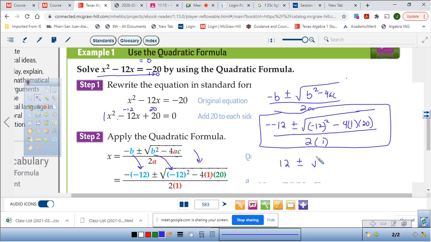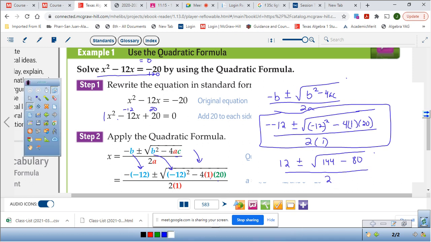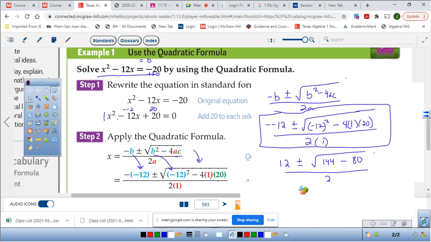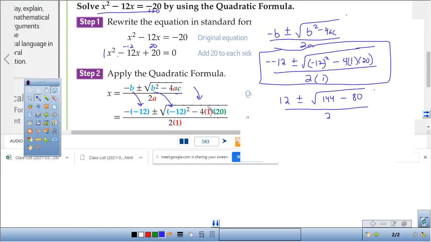Plus or minus the square root of, and this right here gives me a negative 12 squared, which is 144. Minus all of this, which gives me 4 times 1 is 4, times 20, 80. All over 2. Next thing is I'm going to have 12 plus or minus. I'm saying plus or minus because there's two answers here.